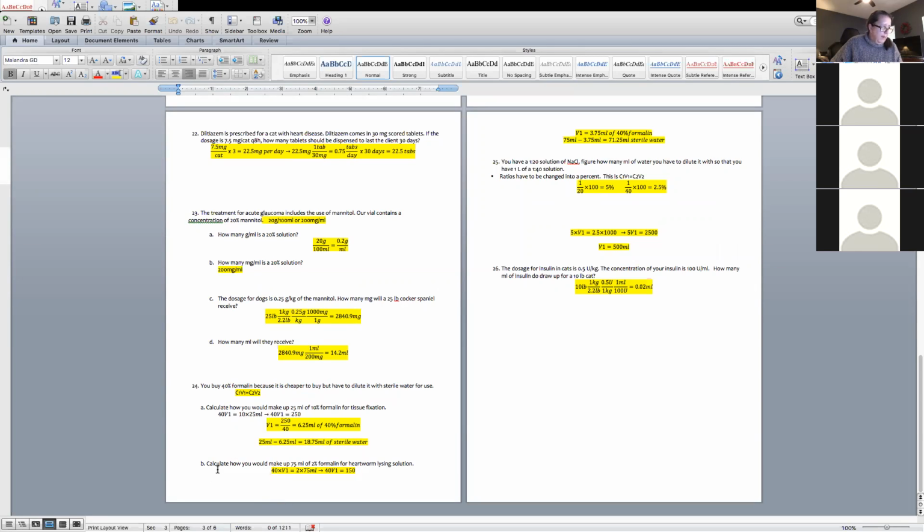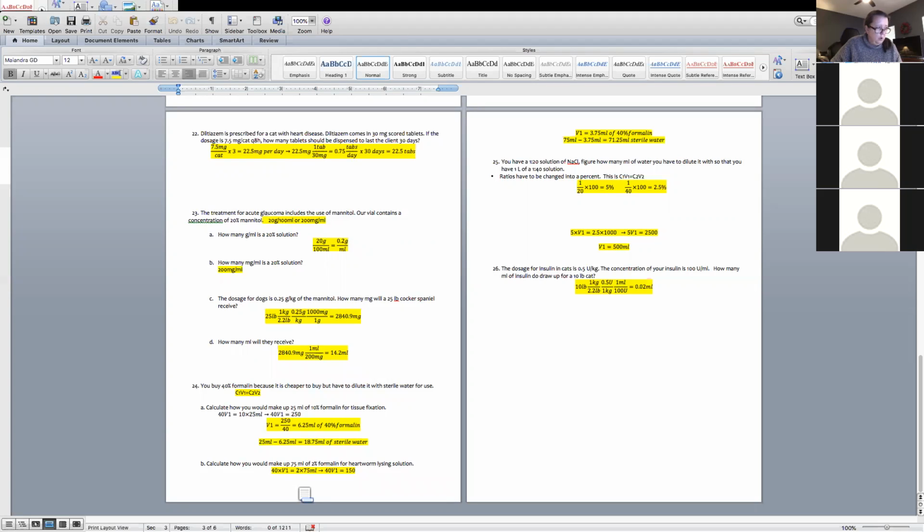The next part of that is I want 75 mils of 2% formalin for a heartworm lysing solution. Now, I still have 40%. That's what I've started with. So I've got my 40%. I'm not sure of my volume. I don't know how much of that I need. So I have 40 with volume 1, but I know that I want 2% of 75 mils.